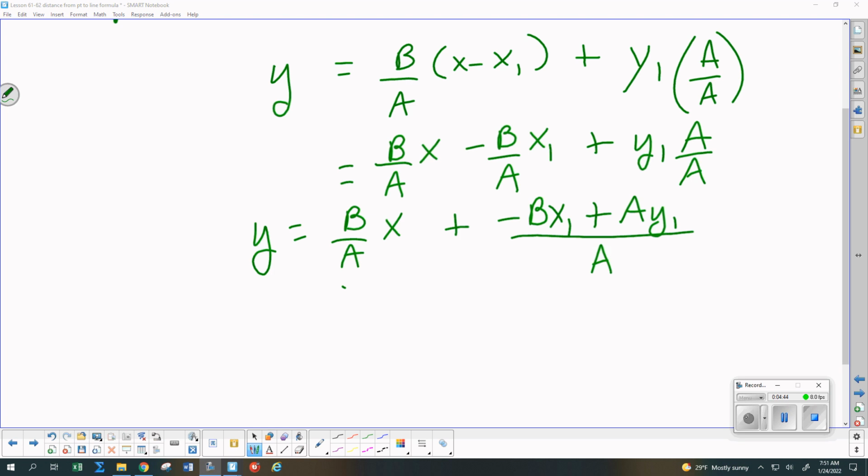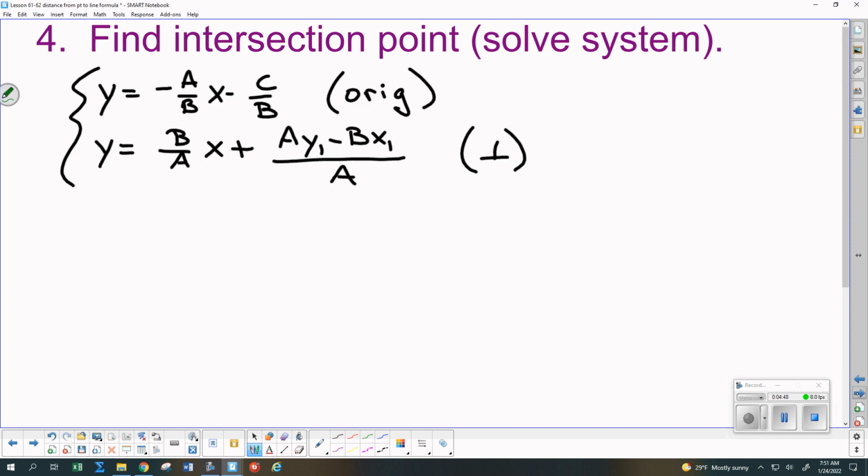Okay. So now we're going to take this equation, that's the perpendicular line, along with the original line, and we have a system of two equations. We want to know where those lines cross. We want to know what the intersection point is. I think it's going to be easiest to do this with substitution since they are both in y equals form.